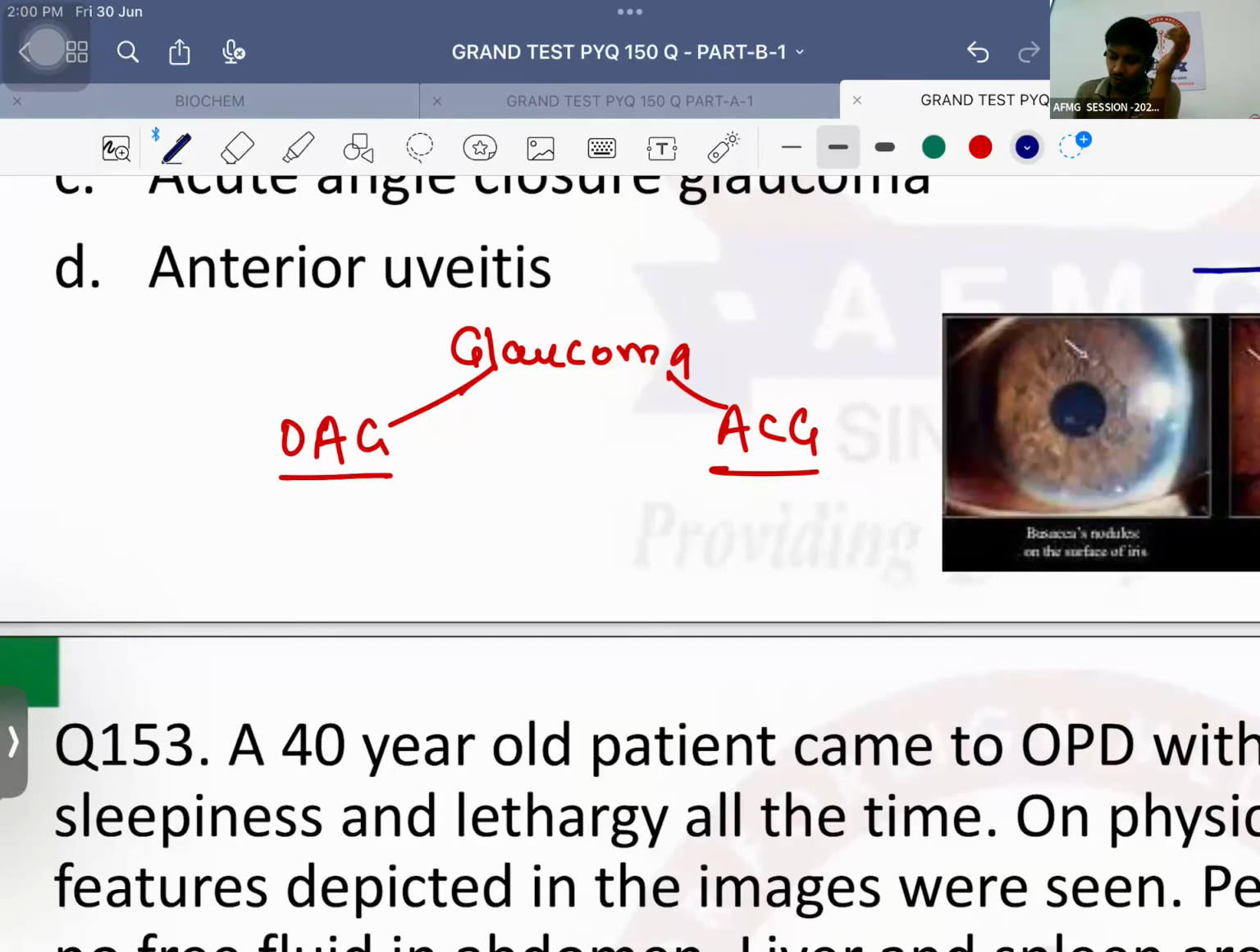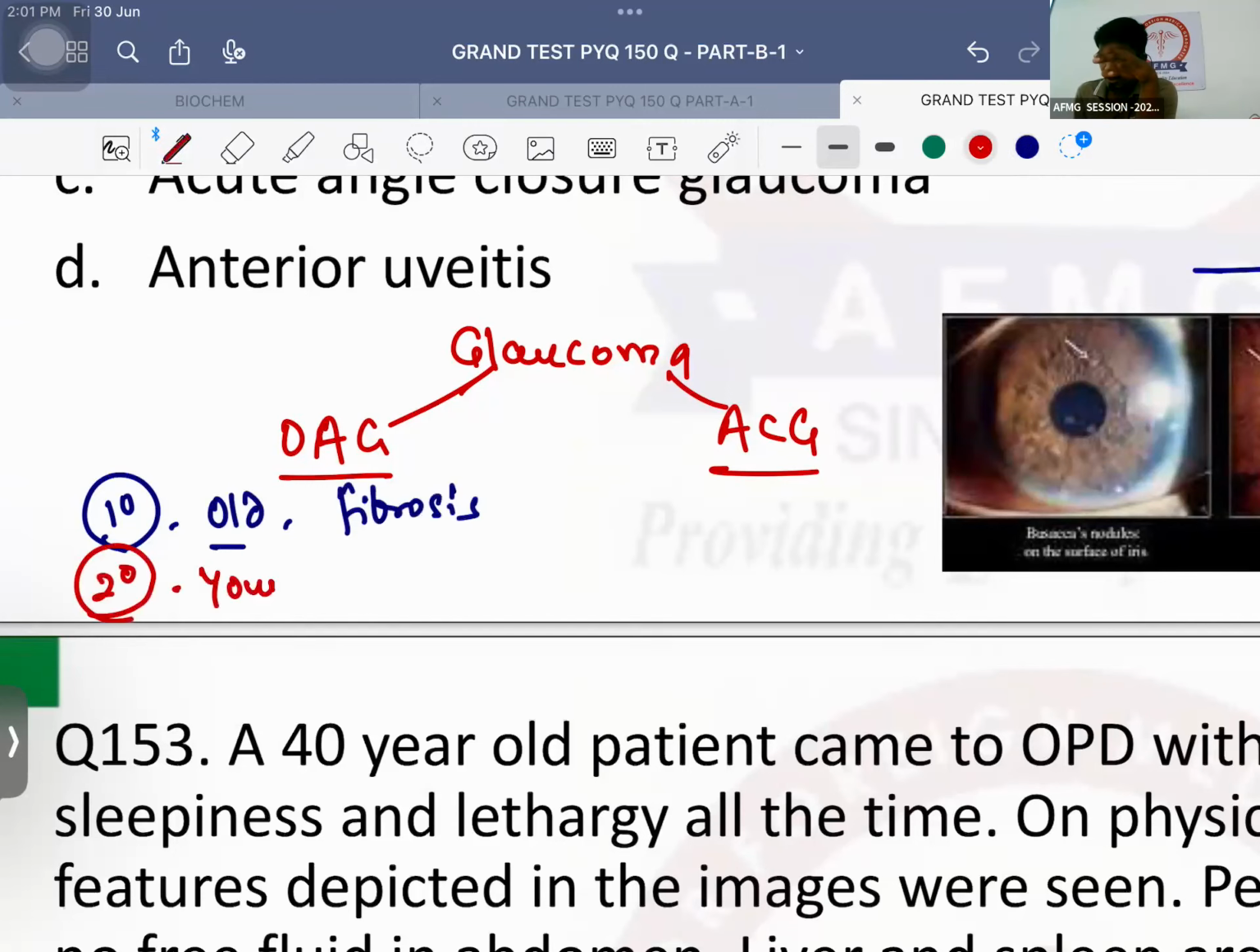Why is it blocked? Usually, primary open angle glaucoma is due to fibrosis. What can happen with age? There would have been fibrosis of the trabecular meshwork. Due to that fibrosis, due to that sclerosis, the aqueous humor is not able to drain. Okay? So usually it occurs in old age, due to fibrosis of the trabecular meshwork. Whereas secondary open angle glaucoma happens in young patients. And in young patients, what is the reason for blockage then?